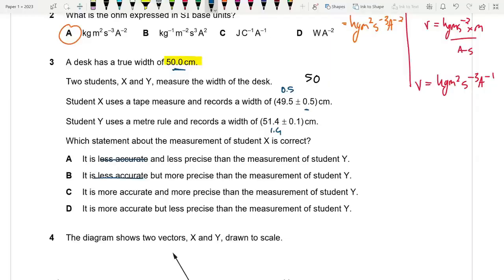But let's talk about precision. So both of them record to one decimal place. However, the uncertainty of student X is much higher. Okay, because it could vary from 49 to 50. But check this out. For student Y, the precision is greater because it varies from 51.3 to 51.5 within a very small range. If the range of values is very small, we say that the answer is very precise. So Y is more precise. So X is more accurate, however, less precise than Y.